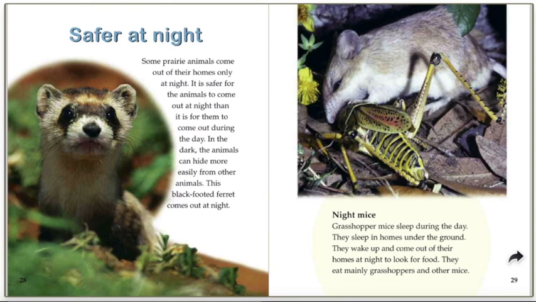Safer at night. Some prairie animals come out of their homes only at night. It is safer for the animals to come out at night than it is for them to come out during the day. In the dark, animals can hide more easily from other animals. This black-footed ferret comes out at night.